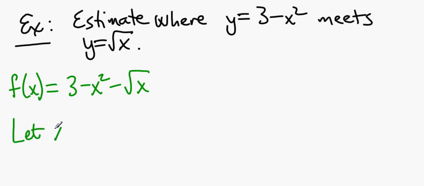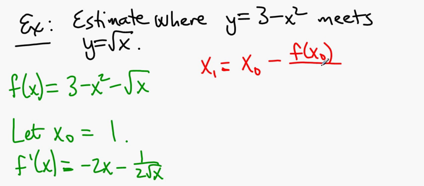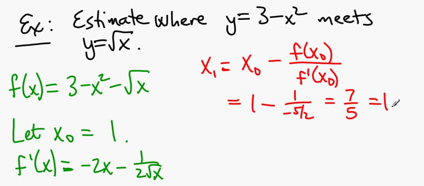Because if this function has a 0, then those two graphs will meet. So let's let x0 be something really close to what we think the root is that's easy to substitute. And we know that f prime of x, oh good, derivative of 3, that's easy. Derivative of this is easy. Derivative of this is easy. And so let's do 2 iterations. Let's get an x1. So x1 is x0 minus f of x0 over f prime of x0. And that's 1 minus f of 1 over f prime of 1. And that happens to be 7/5 or 1.4.